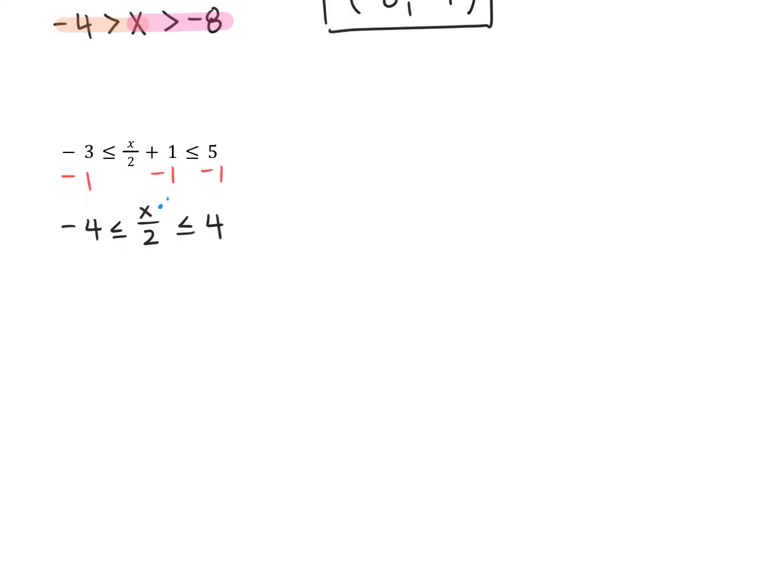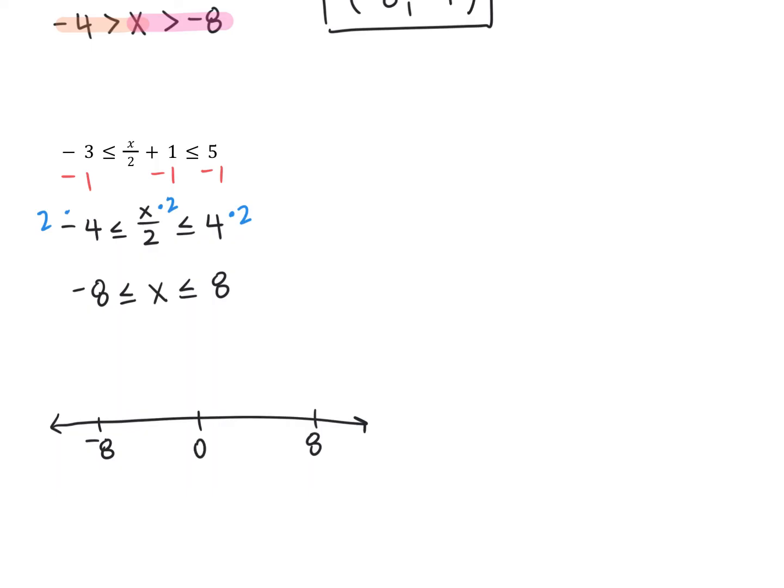Now I'm going to multiply everything by 2. So we get negative 8 is less than or equal to x is less than or equal to 8. So if I look at my number line, now I'm not going to put every number between negative 8 and 8. So we've got negative 8, 0, and 8.